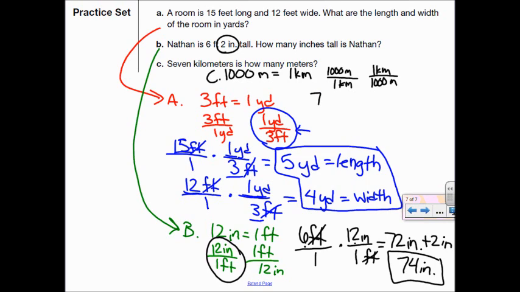Then I'm going to do 7 kilometers over 1. Since I have kilometers on top here, it needs to be on the bottom here. That means I'm choosing this fraction. Kilometers are diagonal, so they'll cancel. And then I have 7 times 1,000, which is 7,000, divided by 1, which is still 7,000. And my units are meters, since those have not been canceled out.